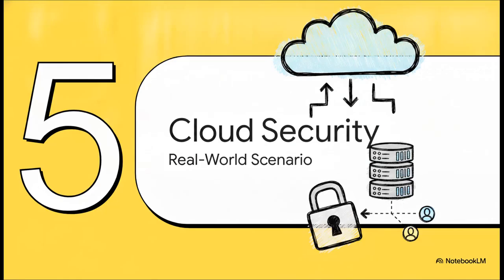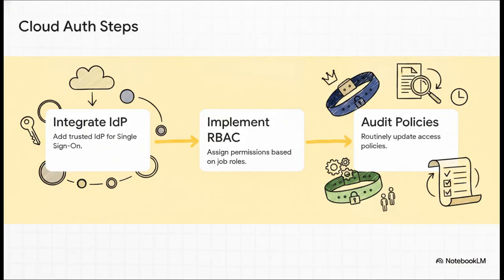And this brilliantly illustrates Section 5, Real-World Cloud Security Scenario. Let's ground all this theory into an everyday engineering reality, okay? Imagine we're launching a SaaS collaboration platform that handles highly sensitive financial documents. Step 1. We integrate a trusted identity provider to enable single sign-on. Users log in seamlessly using their existing corporate credentials, and we offload all that authentication risk to the IDP.